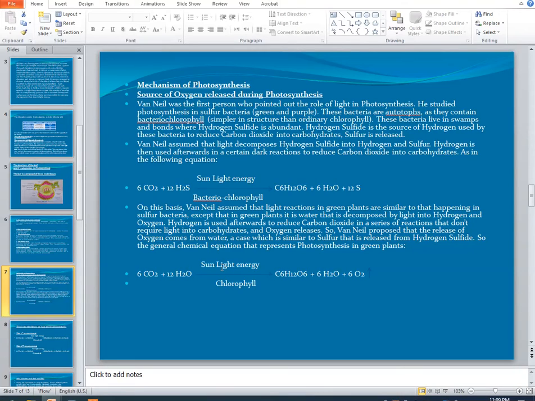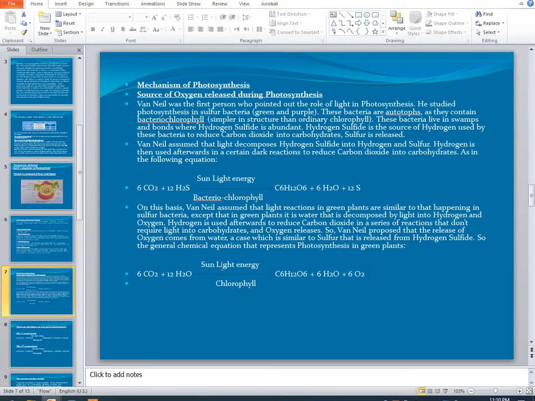He studied photosynthesis in the sulfur bacteria, green and purple. These bacteria are autotrophs. They contain chlorophyll, simpler in structure than ordinary chlorophyll. These bacteria live in swamps and ponds where hydrogen sulfide is abundant. Hydrogen sulfide is the source of hydrogen used by these bacteria to reduce carbon dioxide into carbohydrate. Sulfur is released. Van Niel assumed that light decomposes hydrogen sulfide into hydrogen and sulfur.